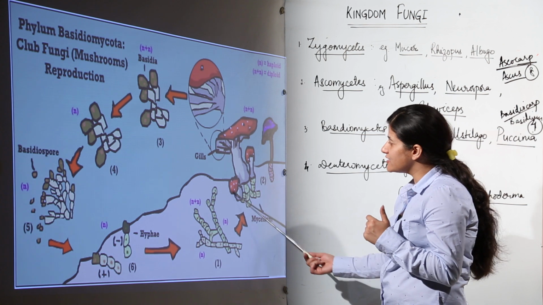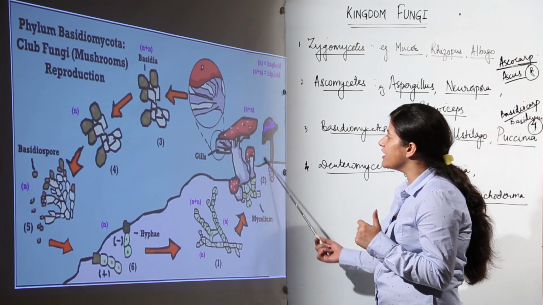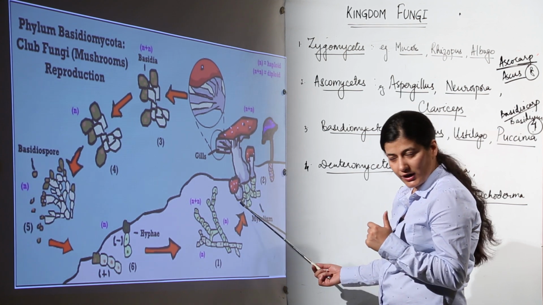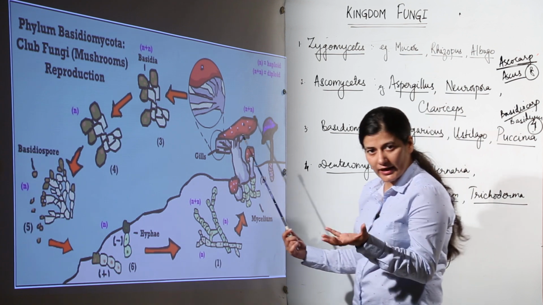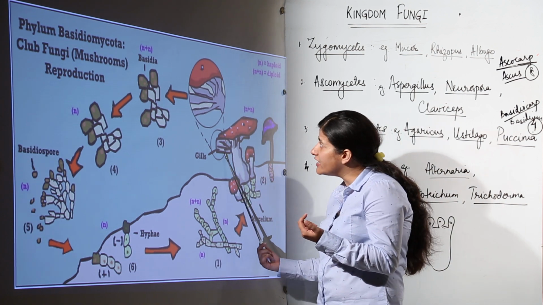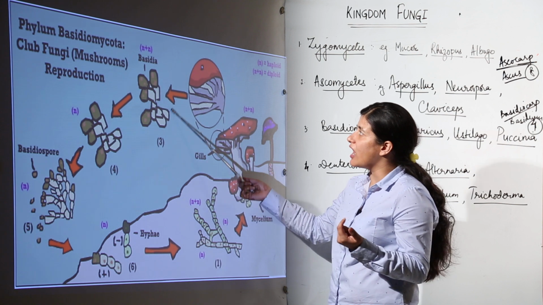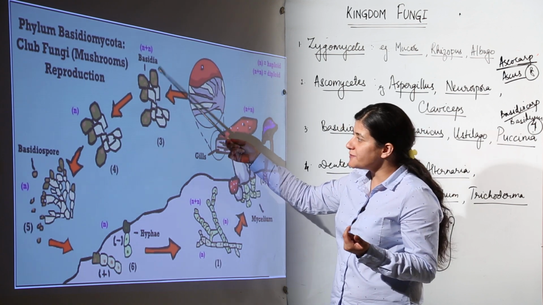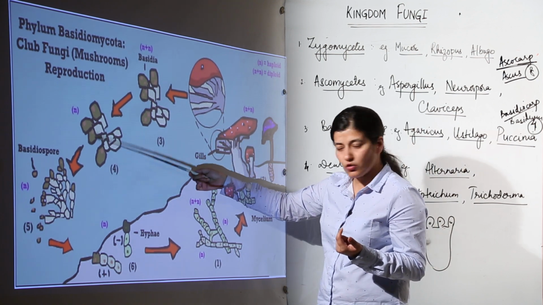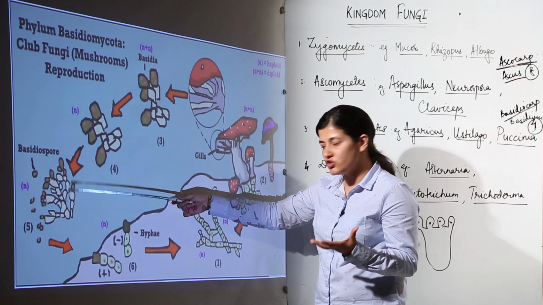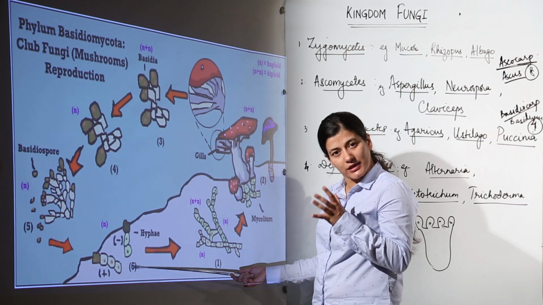Then what happens is this dikaryotic condition gives rise to the fungal fruiting body, where we have the mushroom. In club fungi we have gills, and inside the gills there are basidia which are formed. These basidia give rise to basidiospores. These basidiospores are going to germinate and give rise to mycelium yet again.